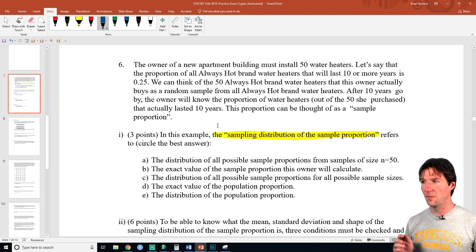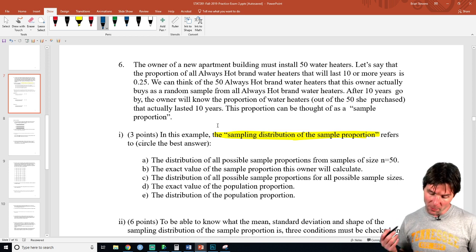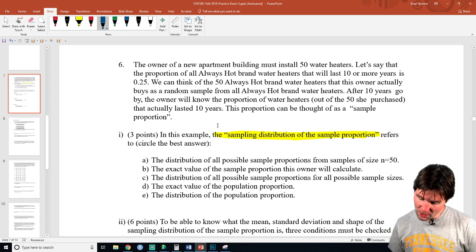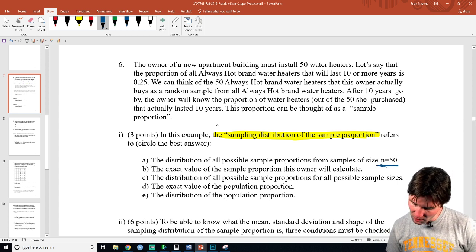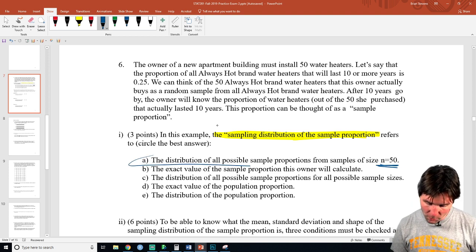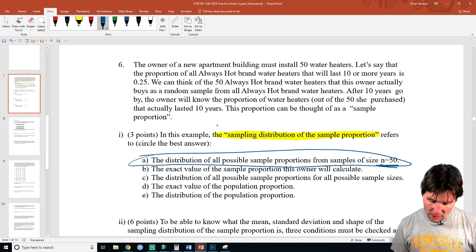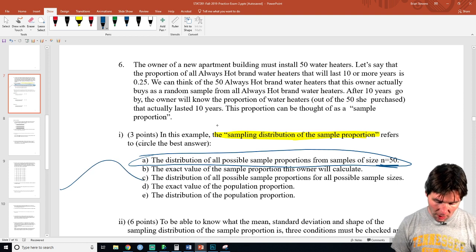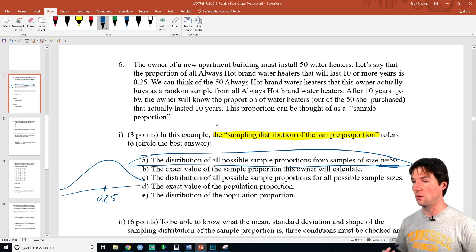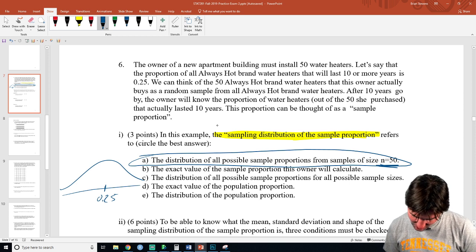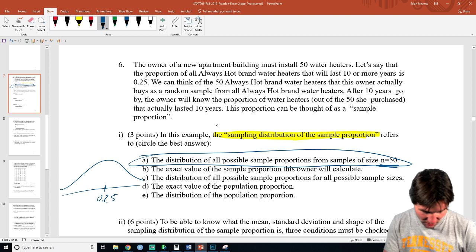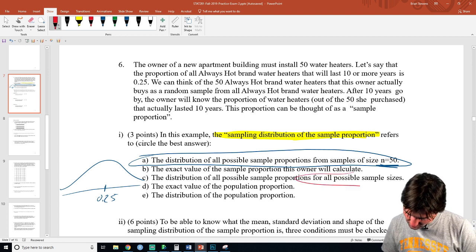So what do we have right here? The sampling distribution of the sample proportion is what could possibly happen in a sample size of 50. We're talking about the possible distribution of the proportion of water heaters that would still last after 10 years. That's what this question is getting into. I think A and C both could be correct. C says the distribution of all possible sample proportions for all possible, and here's the part that's wrong on this one.